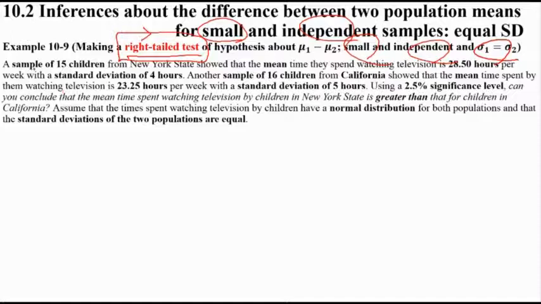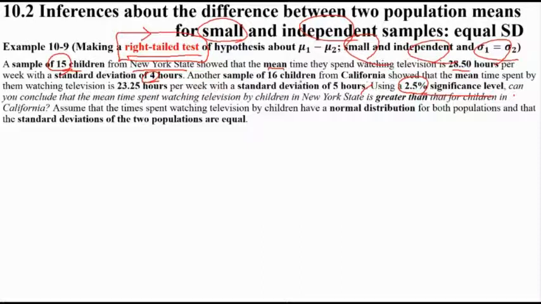So, first of all, sample size 15 from New York State, the mean value is 28.50 hours, and standard deviation 4. All right, sample size, mean, and standard deviation for New York and California. So sample size 16, and the mean is 23.25 hours, standard deviation 5 hours, right? So two samples and 2.5 significance level.